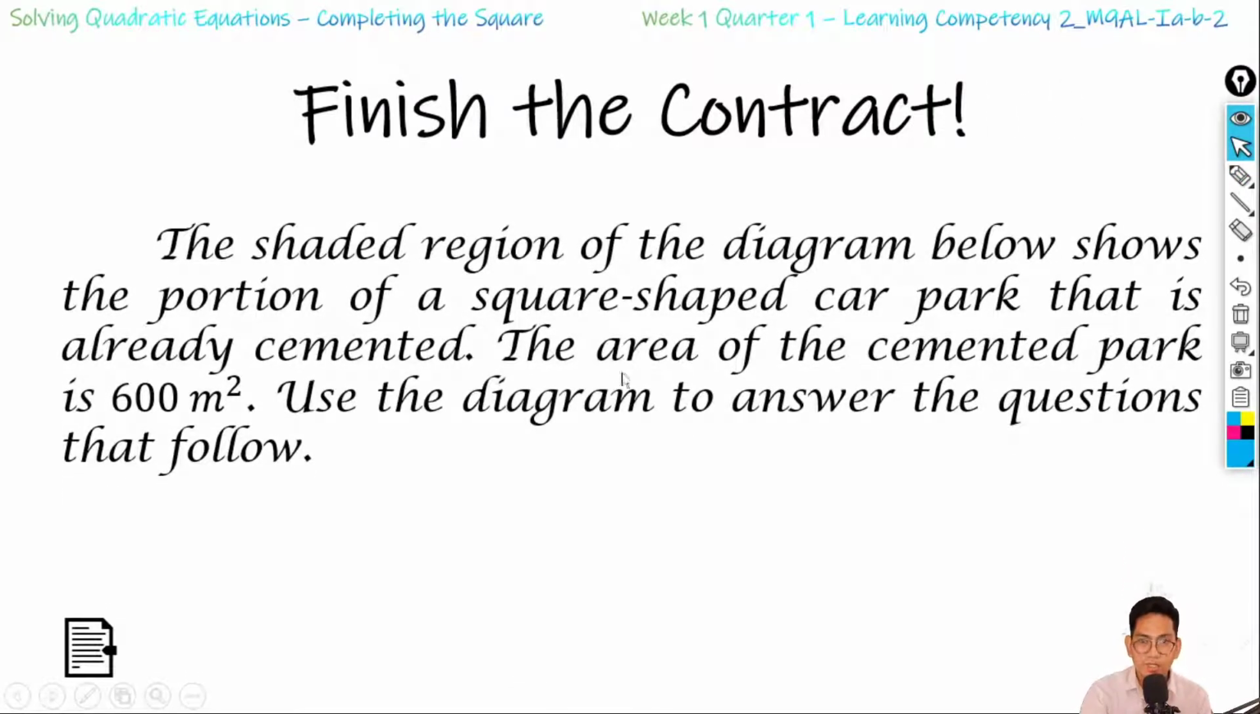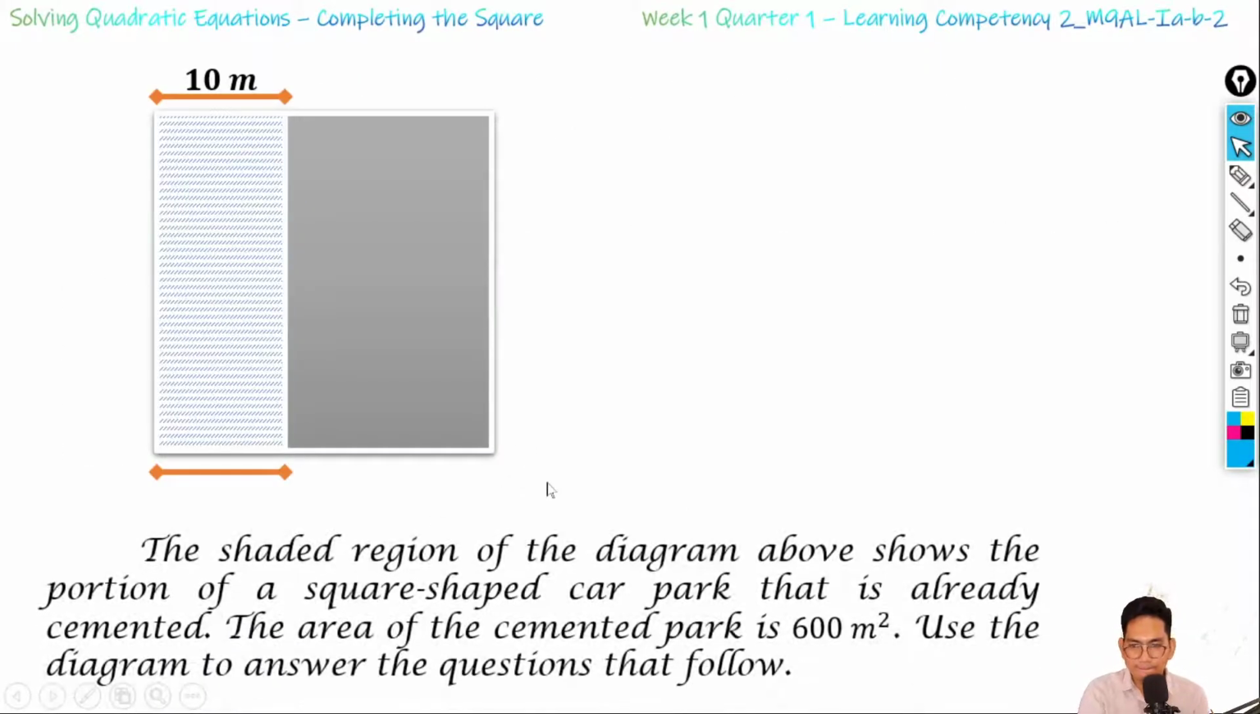Next activity, finish the contract. The shaded region of the diagram on the next slide shows the portion of a square-shaped car park that is already cemented. The area of the cemented park is 600 square meters. Use the diagram to answer the questions that follow. So we have already illustrated here the square car park, and a portion of which is already cemented, and the other part is not yet cemented.